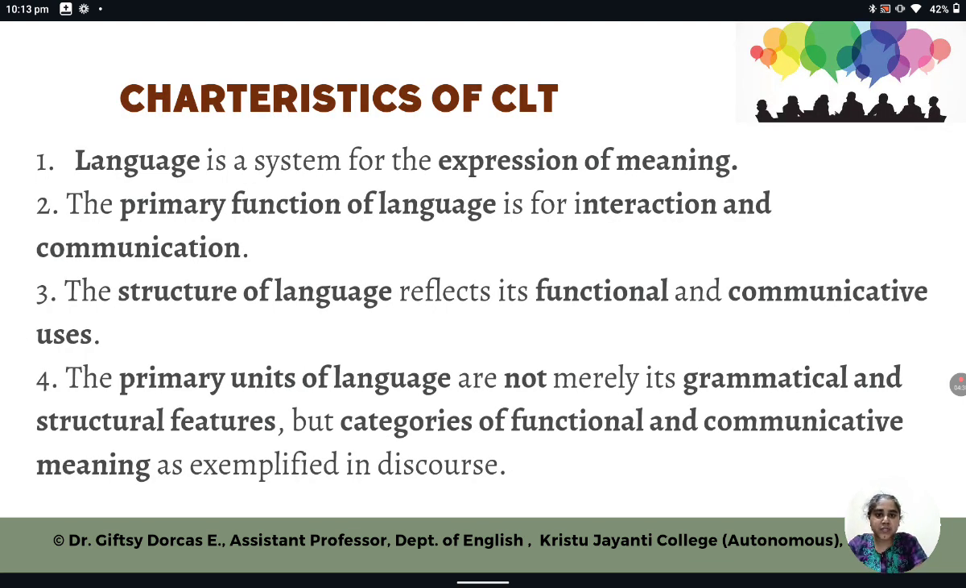And the characteristics of CLT included that language is a system for expressing meaning. So meaning was highlighted under this method, and language was also primarily used for interaction and communication. It was not just enough to know the structure of the language, but also to know how it functioned and how it can be used in communication. So that was the primary focus of CLT. You not only need to know the grammatical and structural features, but also the functional and communicative meaning needs to be learnt under this method.